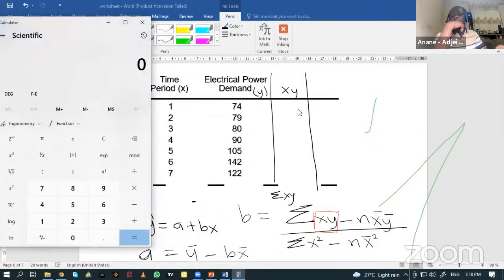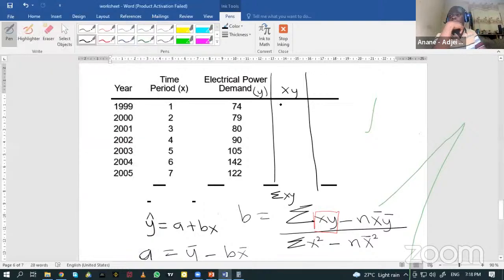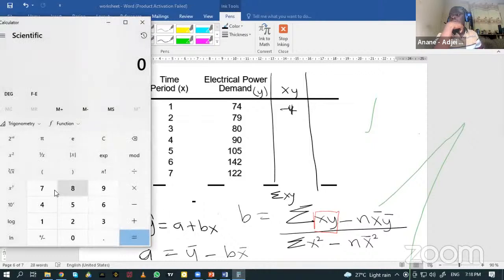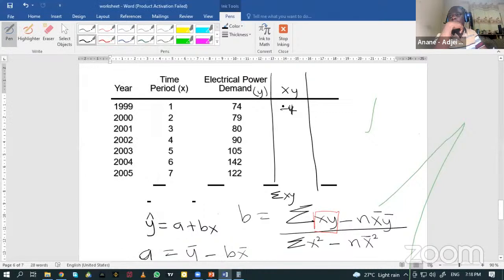So 74 multiplied by 1 will be 74. Then 79 multiplied by 2, 79 times 2 will give us 158. So we have 74, 158.